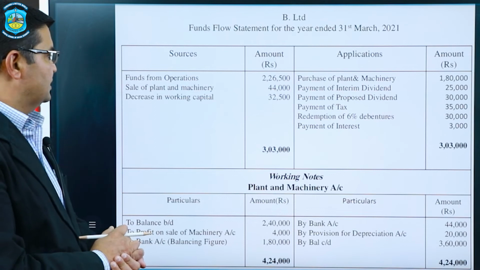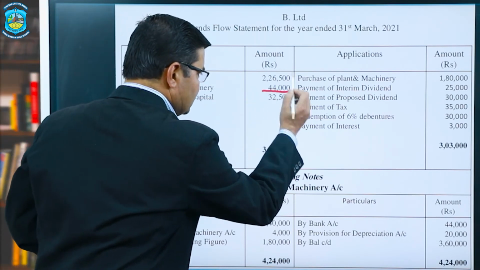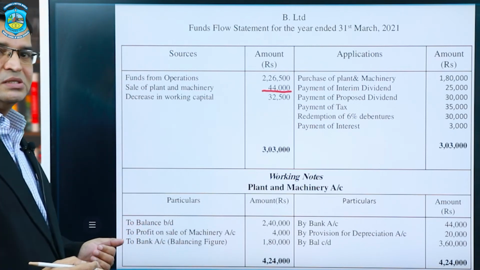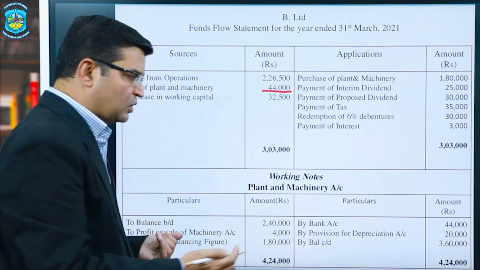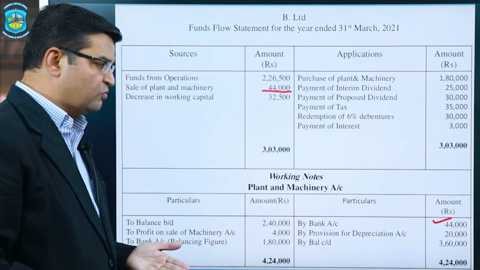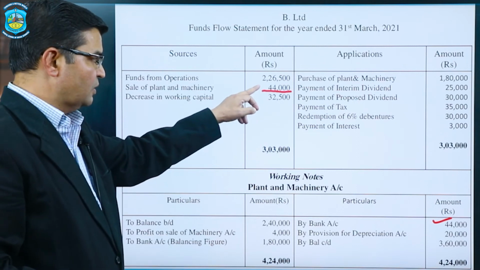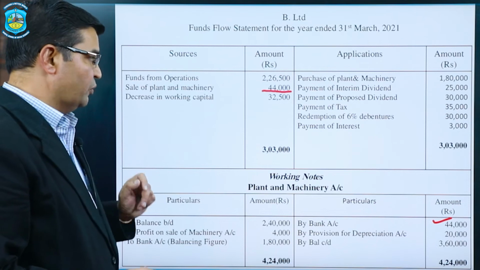Now students, this sale of plant and machinery worth rupees 44,000 is one of the sources, because we are selling plant and machinery worth rupees 44,000, which has already been shown here in this plant and machinery account. So this is one of the sources of funds during the year.